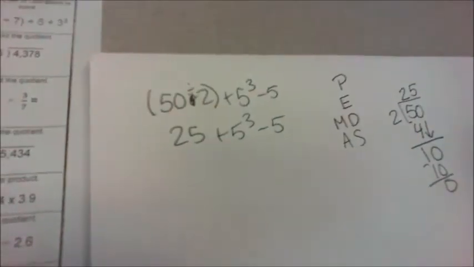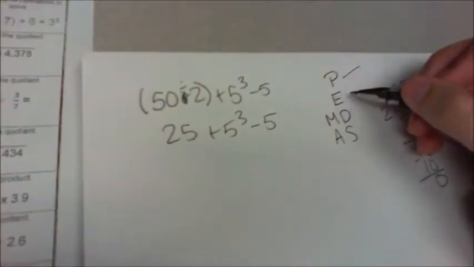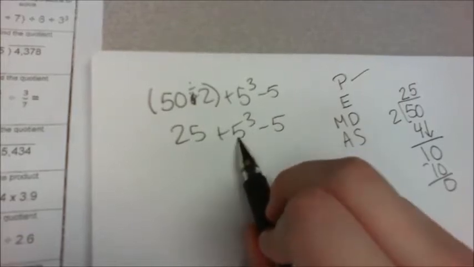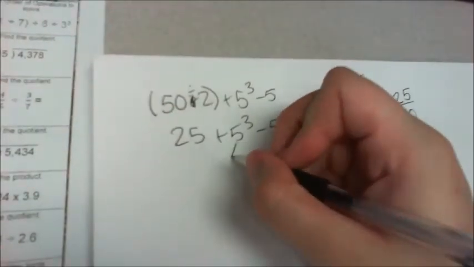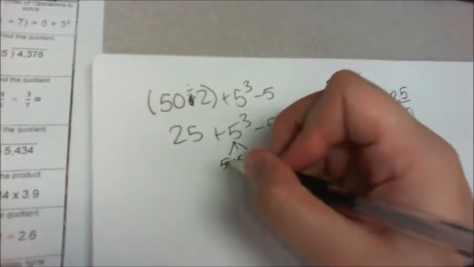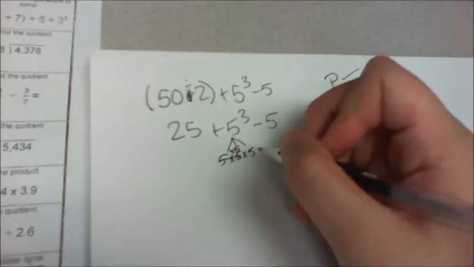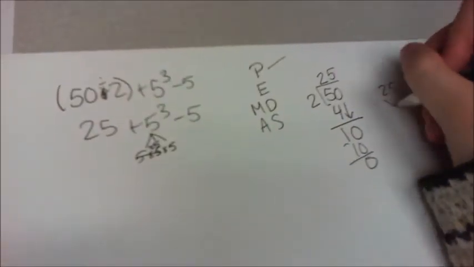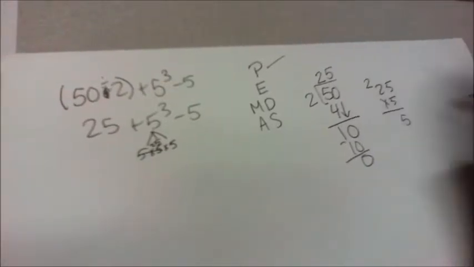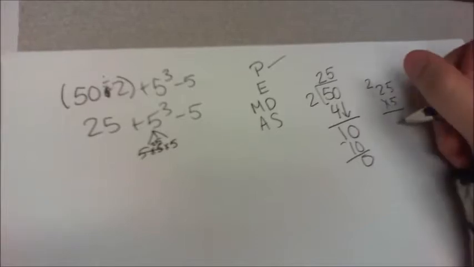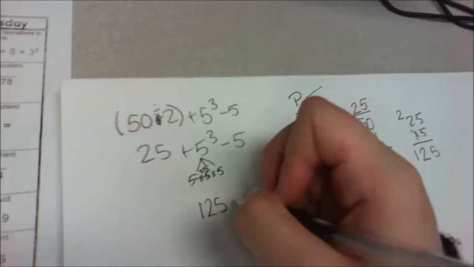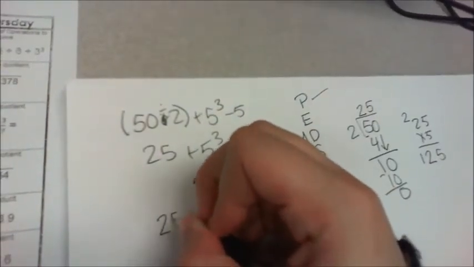Then we bring the rest down. We're done with parentheses, so we'll move on to exponents. We have 5 cubed over here, which means we need to do 5 times 5 times 5. 5 times 5 is 25. 25 times 5, we might need to do on the side real quick. 5 times 5 is 25. Carry the 2. 5 times 2 is 10, plus 2 more is 12. So we get 125, and we bring the rest down.